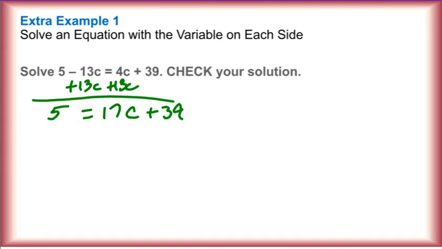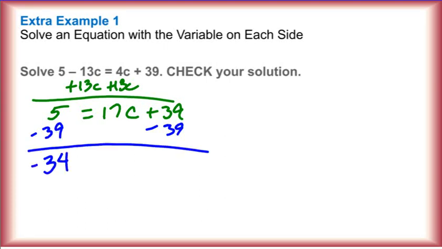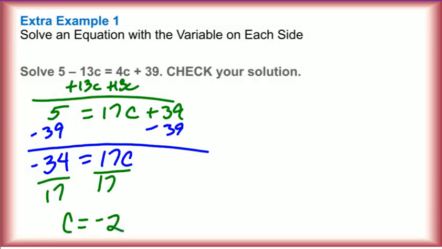Now to get all my c's to the right, everything else has to go to the left, so I need to subtract 39. When I subtract, I end up with negative 34 equaling 17c. The opposite of multiplying by 17 is divide by 17. And I'm left with c equaling negative 2.